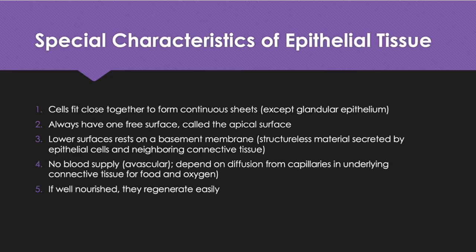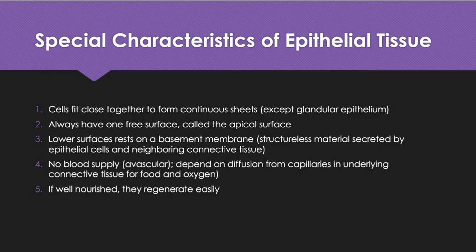Now, epithelial tissue has special characteristics that other tissues don't have. The cells of epithelial tissue fit very closely together, and they form sheets. That is true of every kind of epithelial tissue except glandular epithelial tissue. There's always one free surface to epithelial tissue. We call that the apical surface. The lower surface rests on what we call a basement membrane.